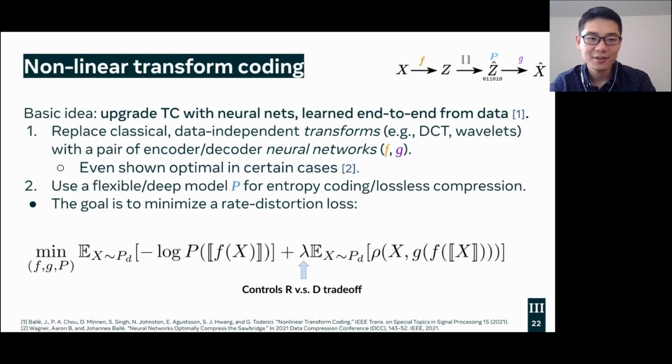Given what we've seen about transform coding, the idea behind nonlinear transform coding is actually quite straightforward. That is, we'll upgrade various components of transform coding with neural networks and train them on data. And this idea should be familiar to us by now, seeing how deep learning has been applied to revolutionize speech and NLP and many other fields. So we'll no longer restrict ourselves to linear and often data-independent transforms as in traditional transform coding, and instead we'll use a pair of encoder and decoder neural networks. We'll also learn an expressive entropy model, often borrowing ideas from neural lossless compression. Our goal, as before, is to optimize the rate-distortion performance, and a common objective function is a linear combination of the two losses, weighed by some hyperparameter determining the trade-off between the two.